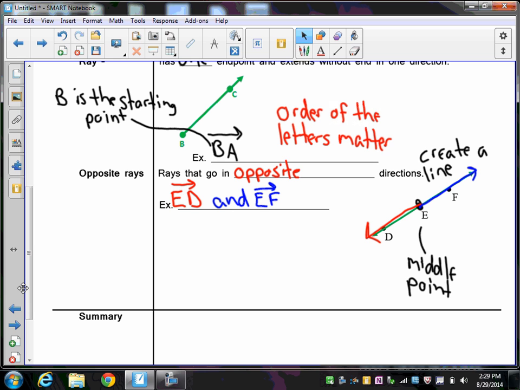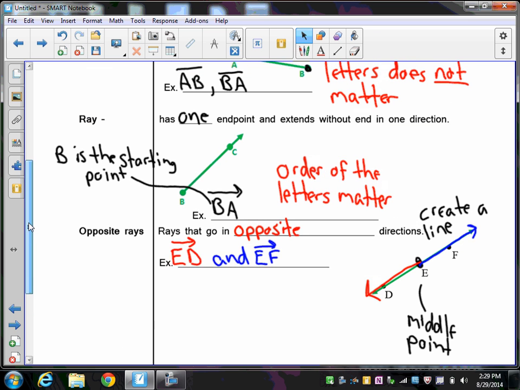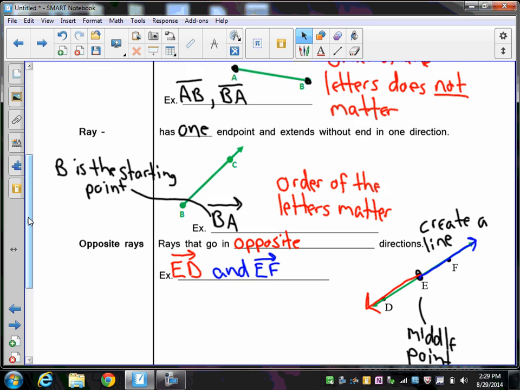So that's it for the first section. We talked about points, lines, rays, planes, line segments, and opposite rays. Hopefully all that made sense, and if you have questions on anything, always feel free to ask me.